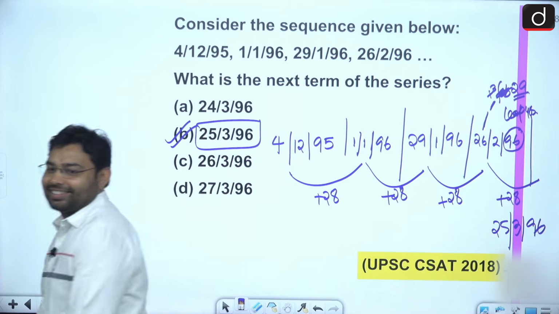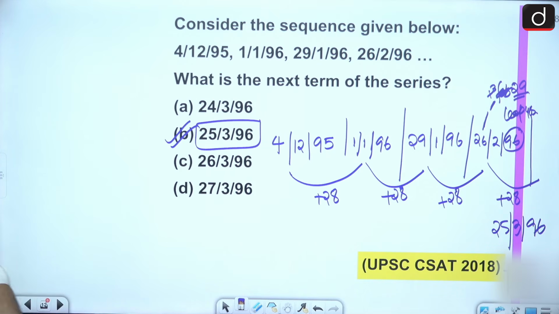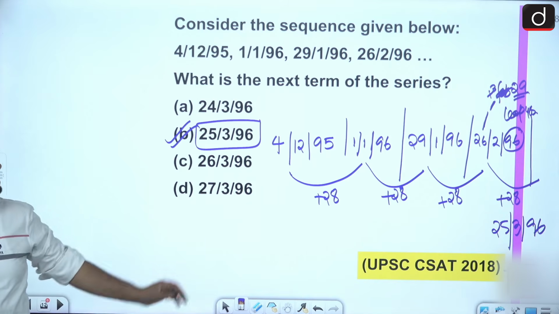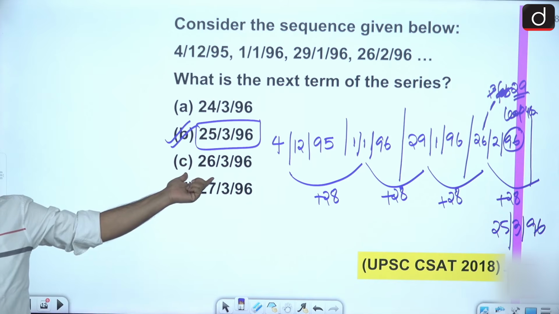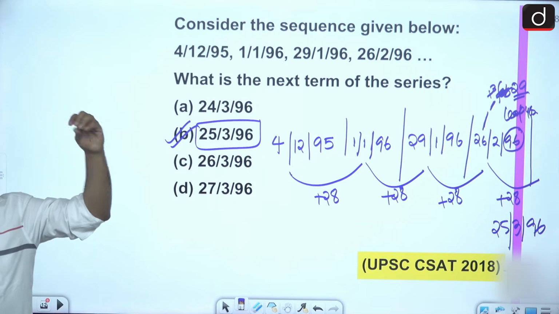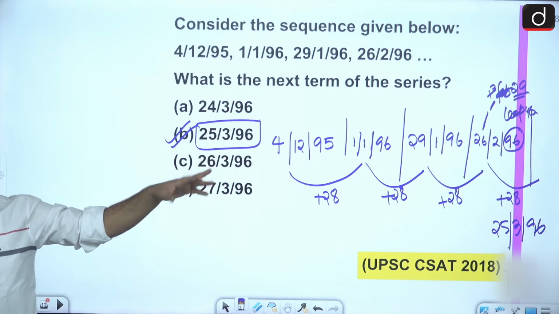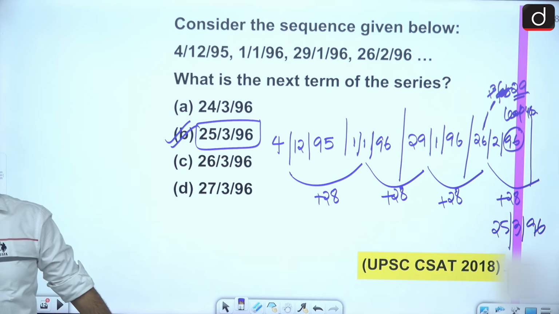Note the C. 90% of students take the third one because they forget that Feb is of 28, because this 96 is a leap year, and in a leap year Feb is of 29. Got it?